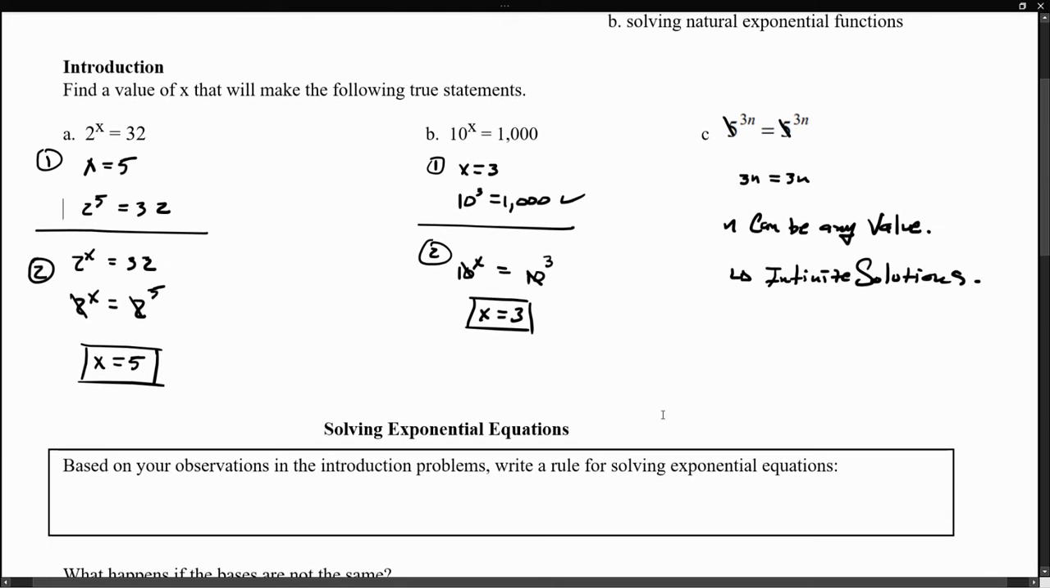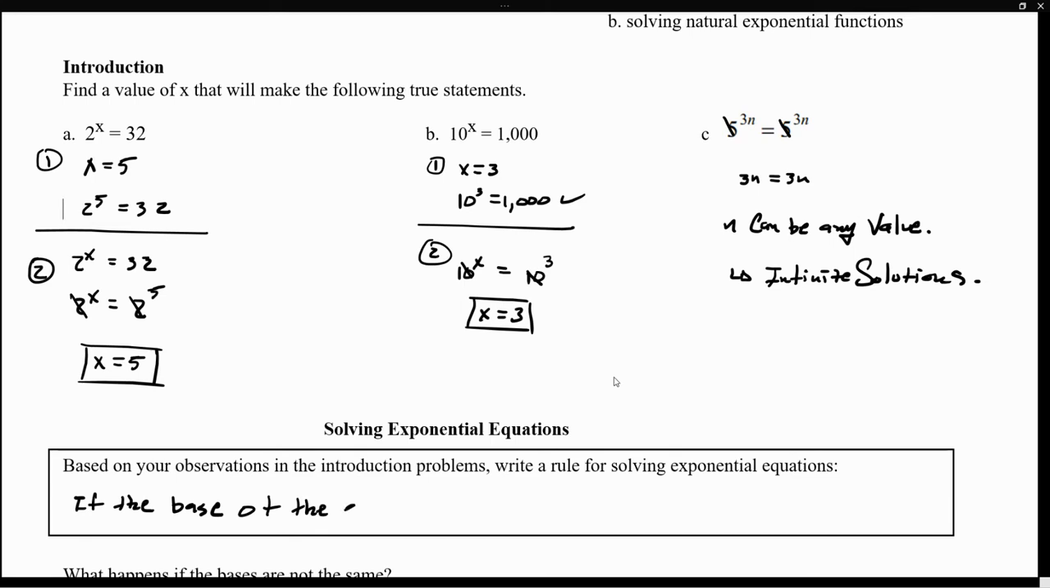Let's summarize what we just did here. Based on our observations in the introduction questions, let's write down a rule for solving exponential equations. What we have done here is that if the bases of the exponential equations are equal, then they cancel out.